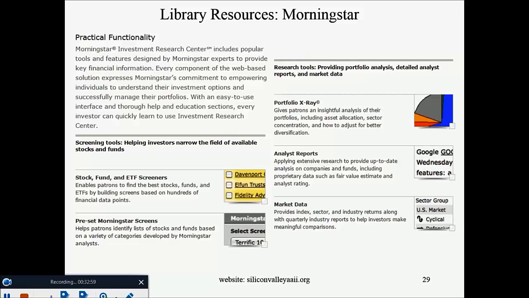They have a portfolio X-ray feature that you essentially put your portfolio into, and Morningstar will tell you things about it. Things along the line of market cap: what percentage of your portfolio is in large cap, mid cap, small cap, what part of your portfolio is U.S. stocks, foreign stocks, what sectors you are involved in, etc. The item that most people use is Morningstar's analyst reports. They're famous for that, so you can jump in there and get that information. They also provide information on market data, meaning the market overall, sectors, indices, industries, etc.